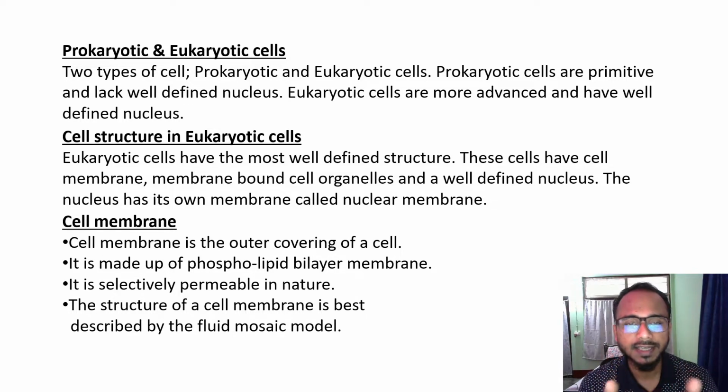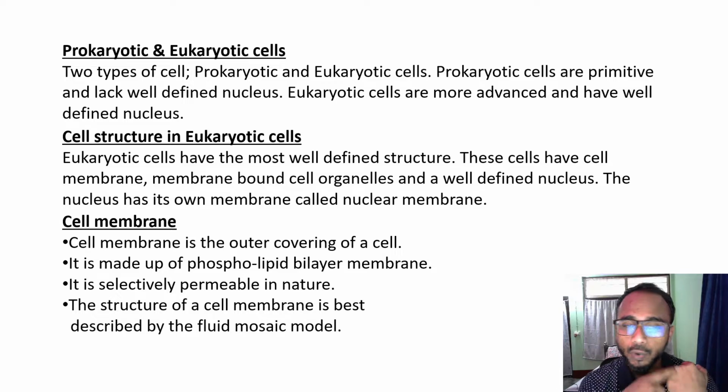Understood? So what is cell membrane? Cell membrane, as I said, is the outermost covering of a cell. What is it made up of? It is made up of a phospholipid bilayer membrane. It is called phospholipid bilayer membrane, and it is selectively permeable in nature. Selectively permeable means what? Suppose, let me tell you, our skin is also selectively permeable. Understood? How? See, this is the outermost covering of our human body, the skin. The skin is selectively permeable. How? Because if I cut my skin, blood will come out.